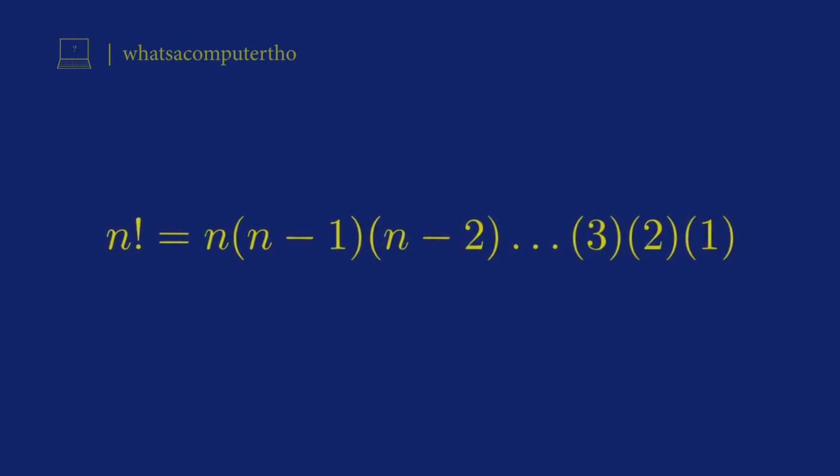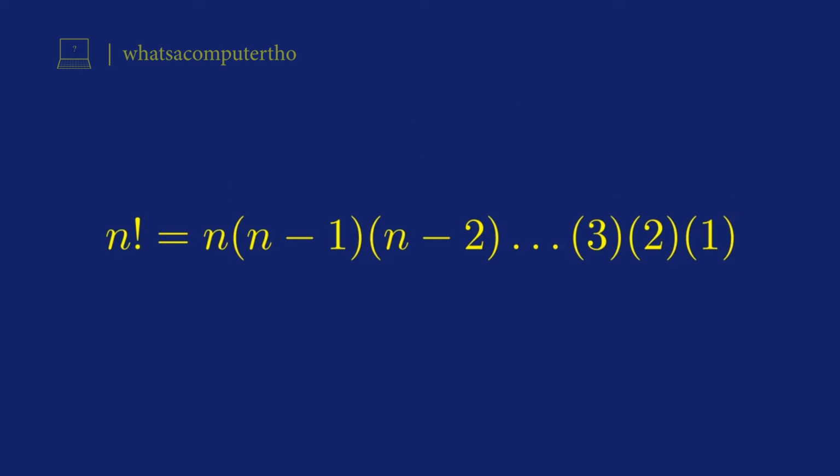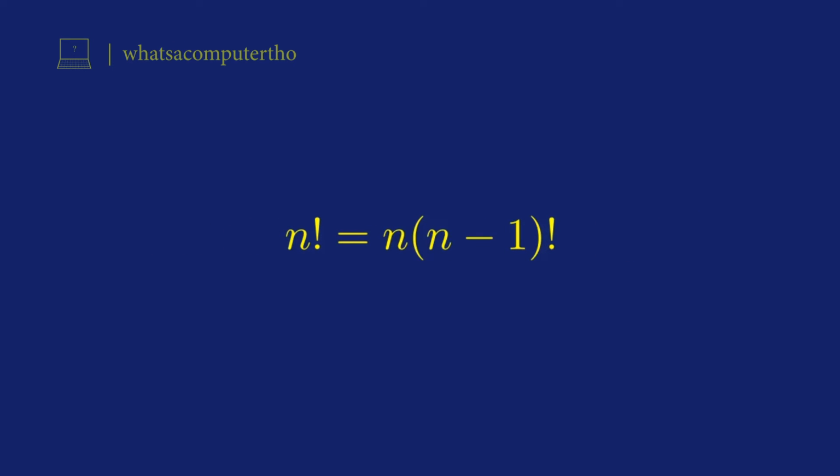Okay, so the proof goes as follows. Take the definition of n factorial, that is, n factorial equals n times n minus 1 times n minus 2, and so on until we reach 3 times 2 times 1. Then observe that n minus 1 factorial is present within the definition of n factorial. So we can shorten our definition of n factorial to say, more simply, n factorial equals n times n minus 1 factorial. Now we simply divide both sides by n.